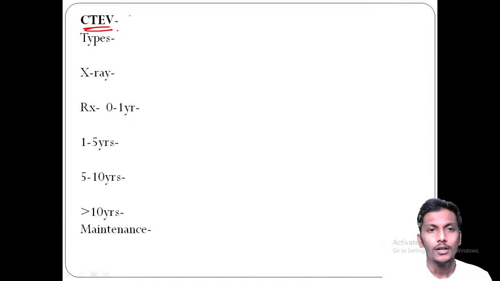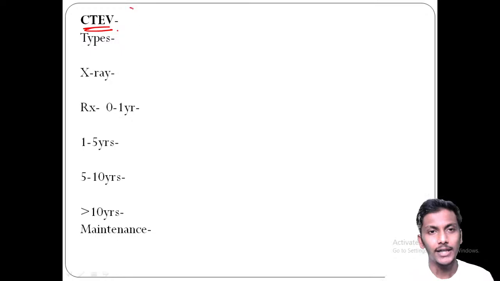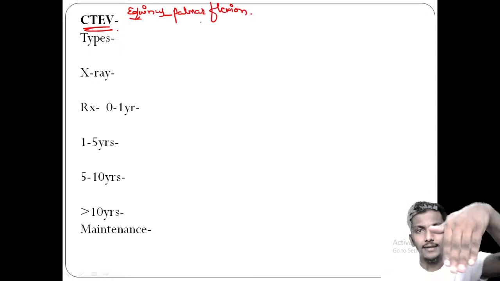Okay, so please remember, there are few important deformities which can be seen in cases of congenital talipes equinus varus. Okay, first is your equinus. What do we mean by equinus? So equinus means your plantar flexion. Equinus is your plantar flexion. Okay, the foot looks like this.